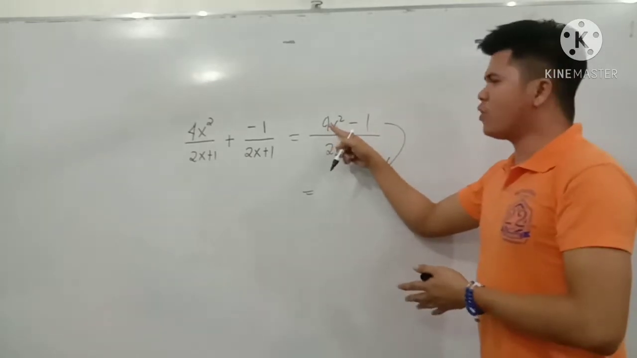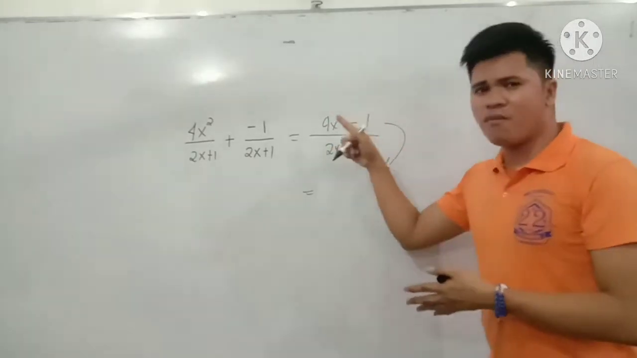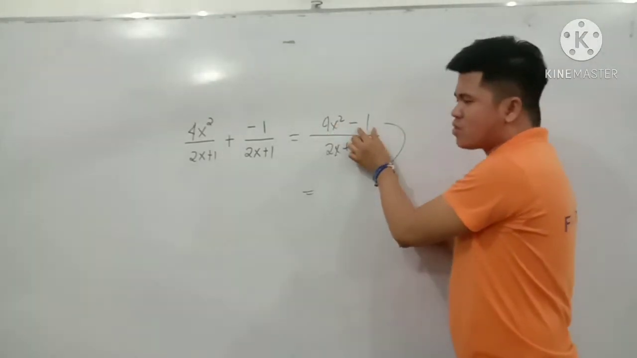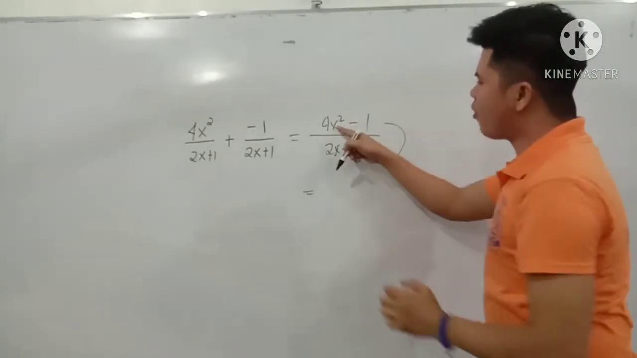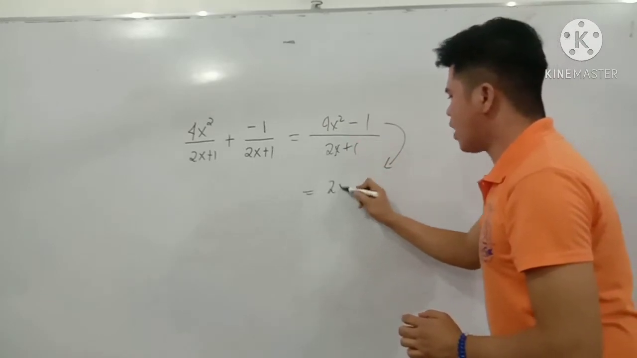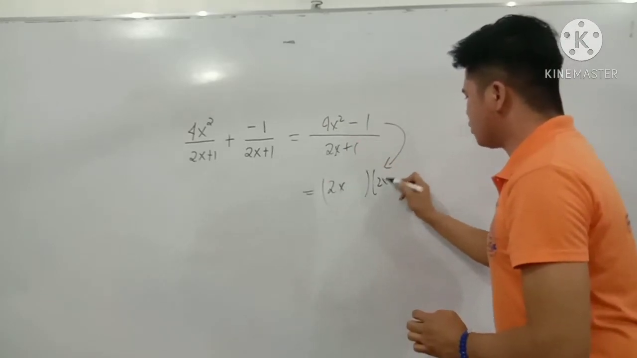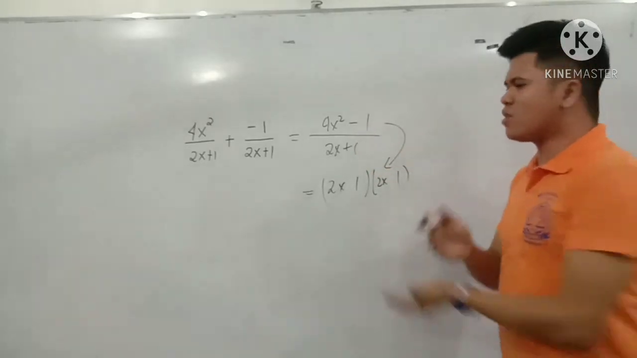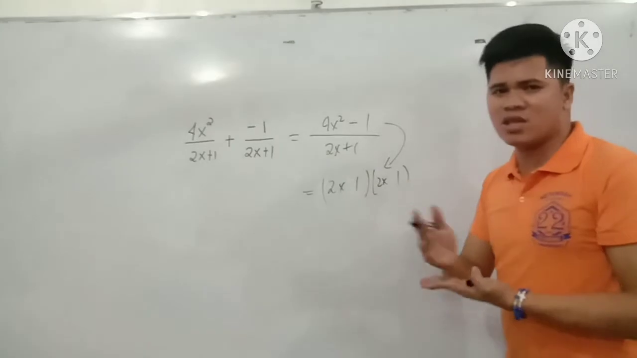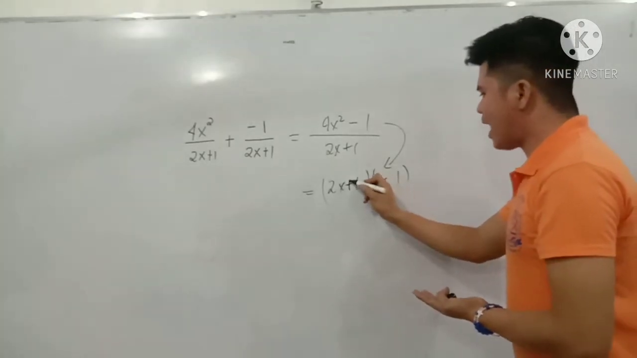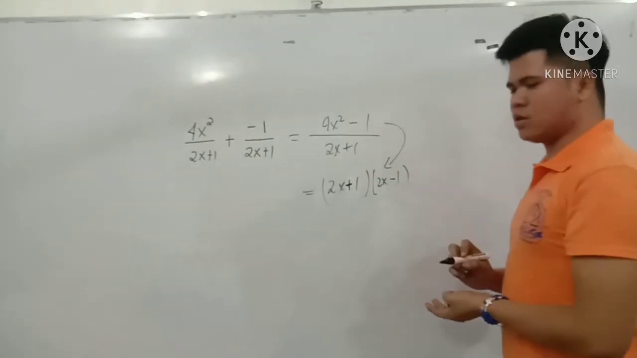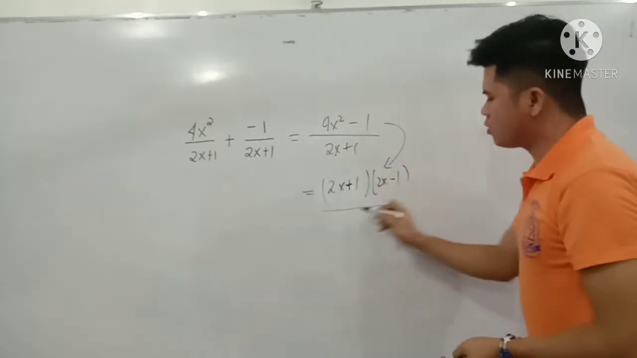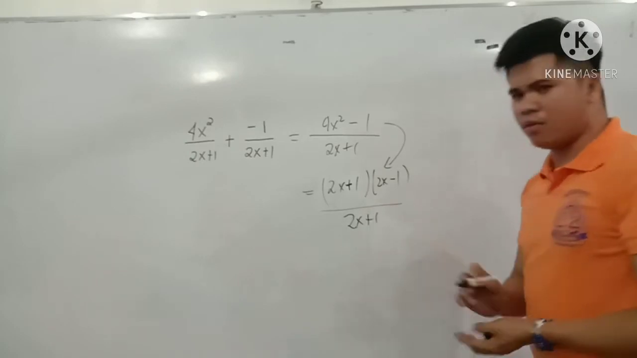In getting the factors of the binomial by using the difference of two squares, we simply take the square root of the first term and the square root of the last term. So here, the square root of 4x squared is simply 2x. We have here also 2x. Then the square root of 1 is simply 1. And then we see to it that the factors are in the sum and the difference. So we have here plus and we have here minus. Then we simply copy the denominator 2x plus 1.